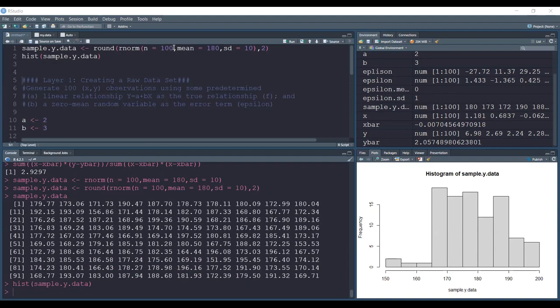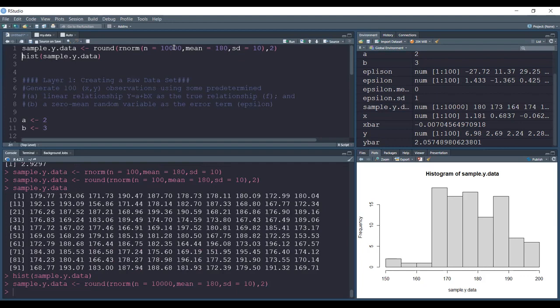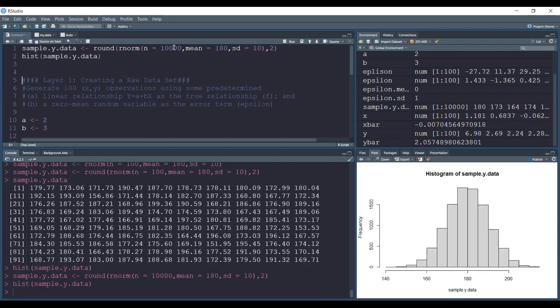If I took 10,000, now we're expecting a bell-shaped histogram. Now look at that. Beautiful, isn't it? This is what I mean each time by a bell curve. And notice the normal distribution has this really nice property that the mean of 180 coincides, or should coincide, with the mode, so with the most frequently occurring data value, and with the median. So half your data values are above 180, the other half have their value less than 180.